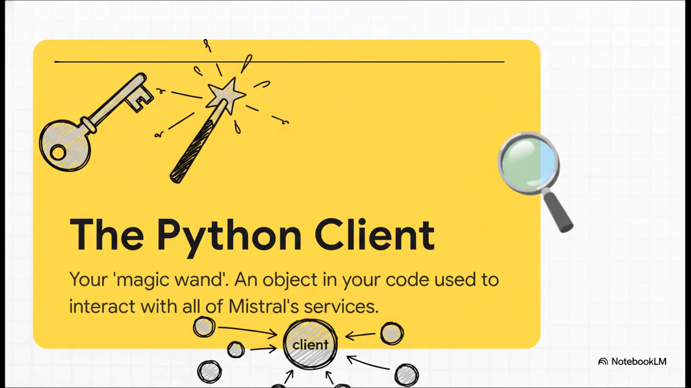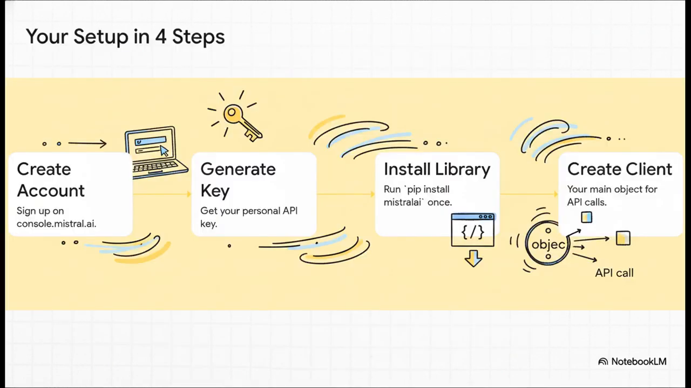All right, you've got your key. Now you need that magic wand we talked about, and that is the official Mistral AI Python library. It's super simple. You install it, and then in your code, you create this one little object. We usually just call it client. And this one client object, well, it's your command center for everything you're about to do.